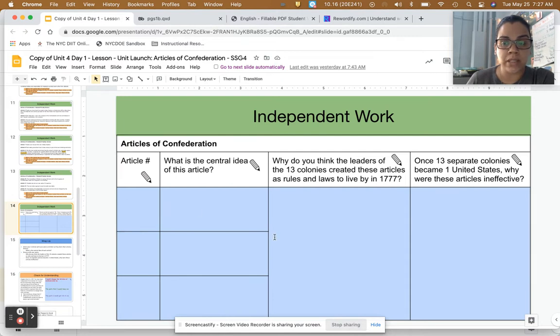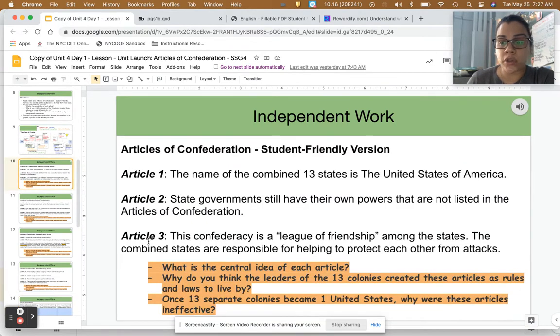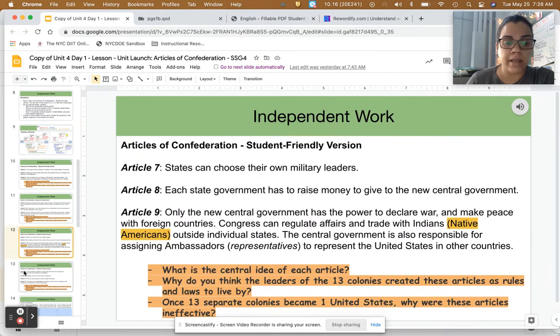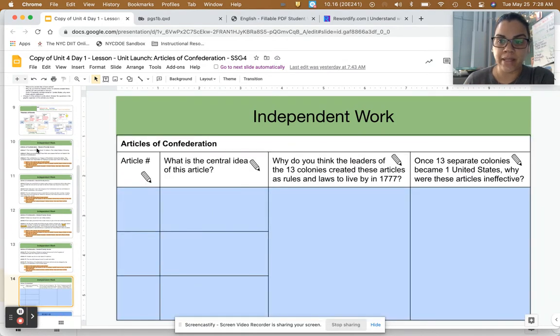You can take notes on your Google slide, or you always have the option of using Flipgrid or using Quicktime to record an audio of the answers to these questions here. Okay, so those are your choices. So watch, we're gonna do one together, and then we're gonna do articles 1 through 3 together, and then you can choose from this slide, articles 4 through 6, 7 through 9, or 10 through 13. Choose one slide to do your independent work on. All right, let's get started.